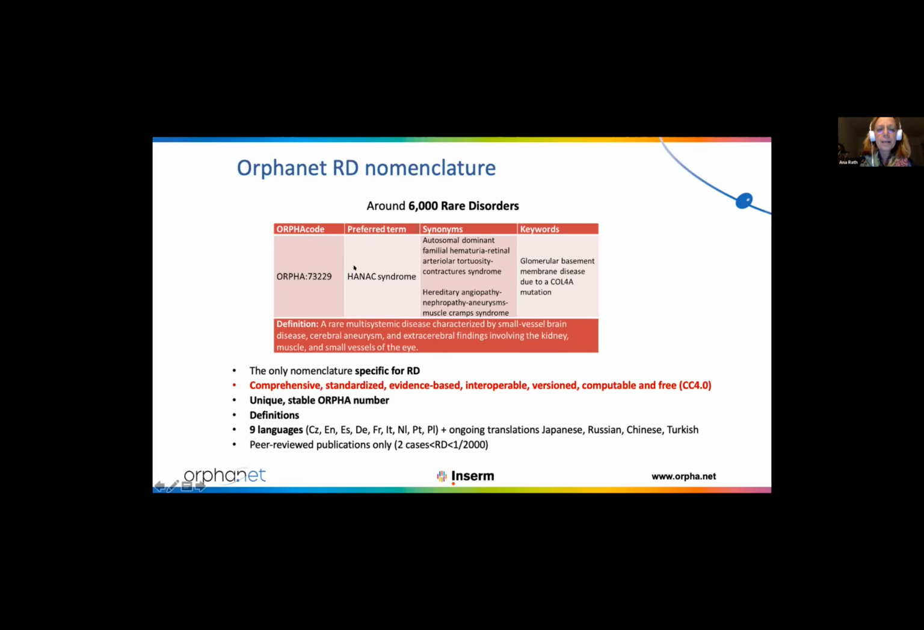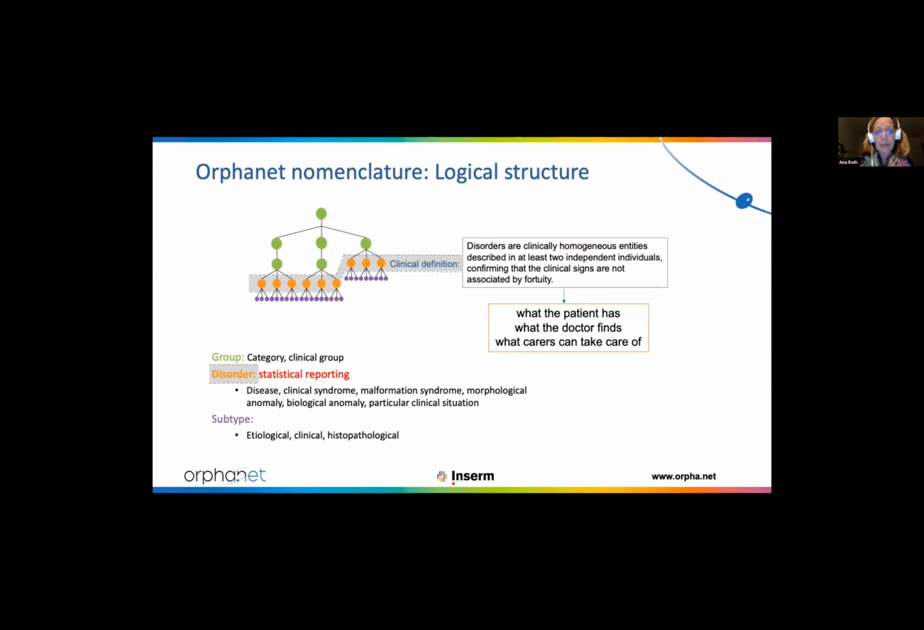The nomenclature has a preferred term, synonyms, a definition, and several metadata. And it is translated into 9 languages, and new translations are ongoing in Japanese, Russian, Turkish, and Chinese. The nomenclature sticks to the European definition, so fewer than 1 case in 2,000 inhabitants, and a disease is created when there are at minimum 2 individual cases.